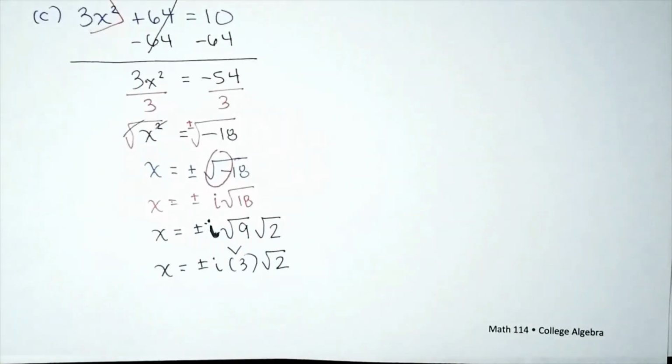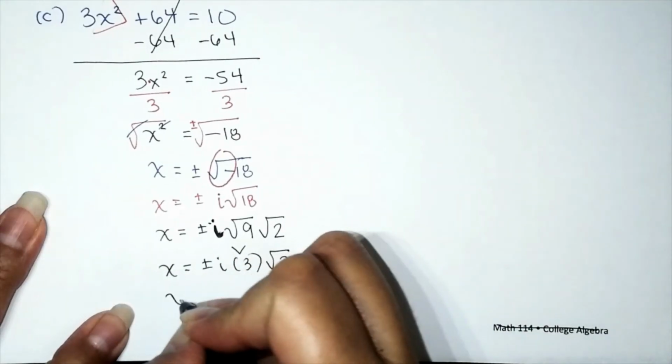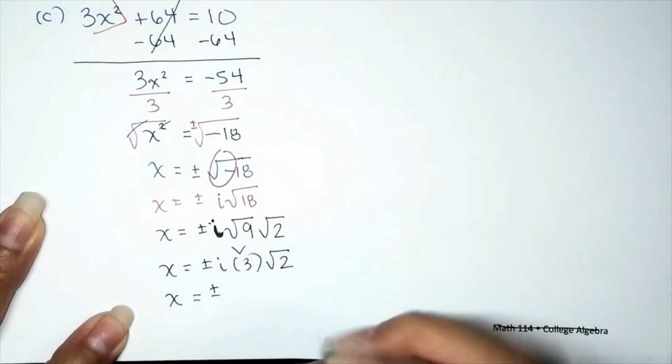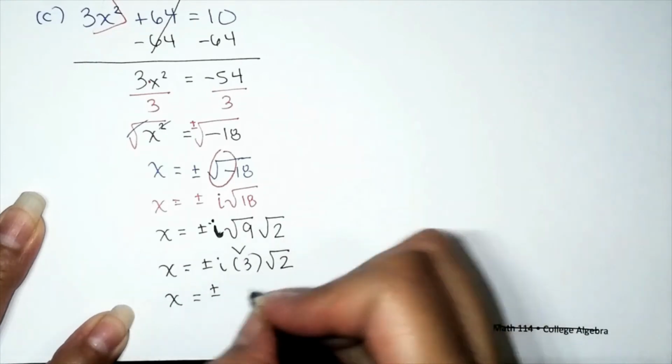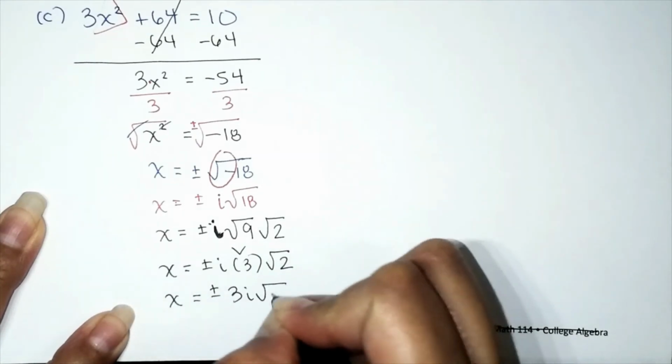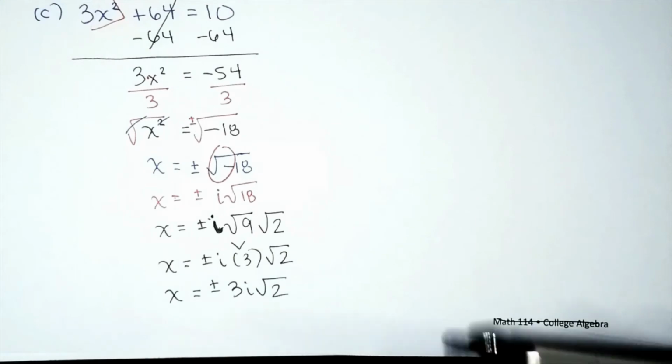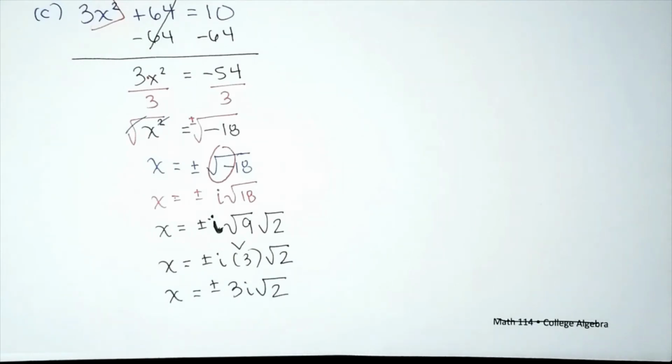Let's just rewrite it so it looks aesthetically pleasing. That will leave us with x equals plus or minus i times 3, which is the same as 3 times i, multiplied by the square root of 2. When you check your answer in the back of the book, your book will write the answer as x equals plus or minus 3i root 2.